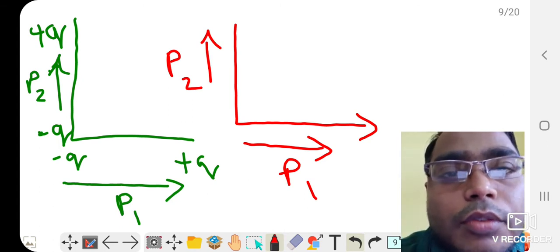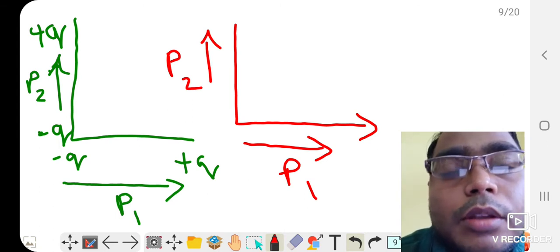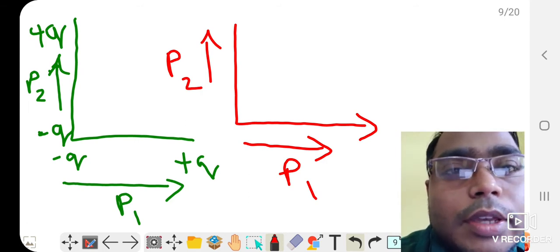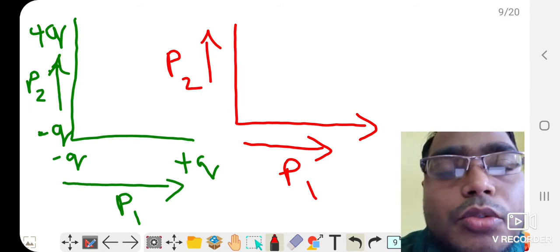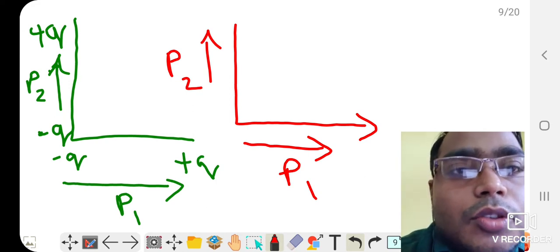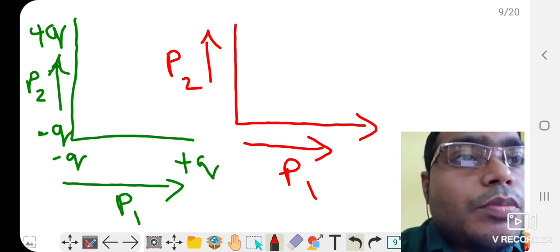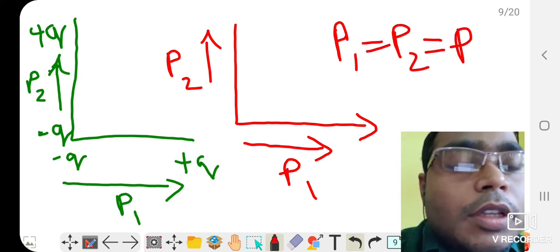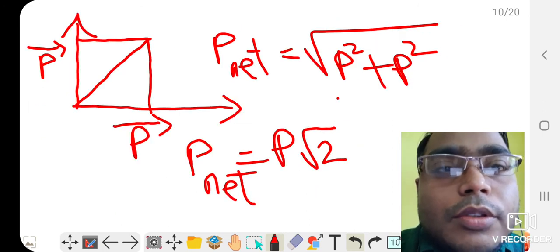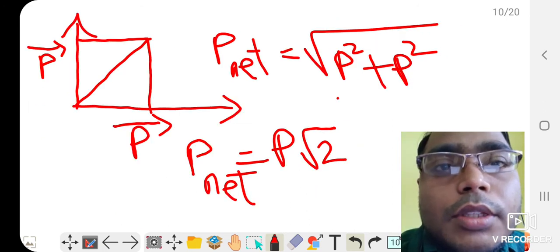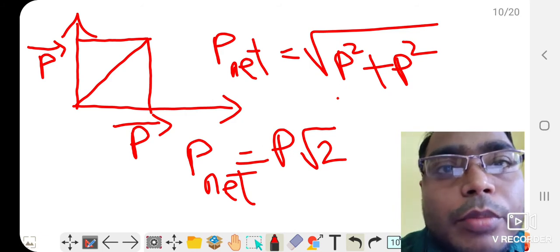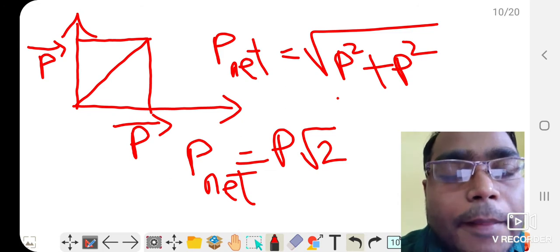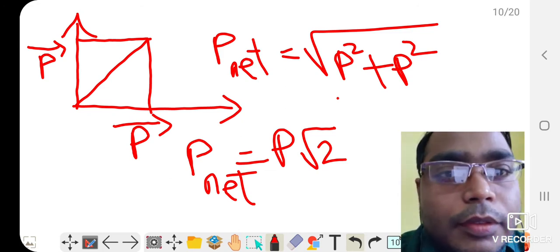One dipole moment is given by P1, another dipole moment is given by P2, and the directions are shown in the diagram. Now you can see that all the charges are of the same magnitude, so their dipole moments will also be the same. So we have taken P1 equal to P2, and this is equal to P. Clear? So now from that concept we can apply the vector. By using the vector we can find out the net dipole moment. It is very simple. The answer will come out P times root 2. So I think it is clear to all of you.